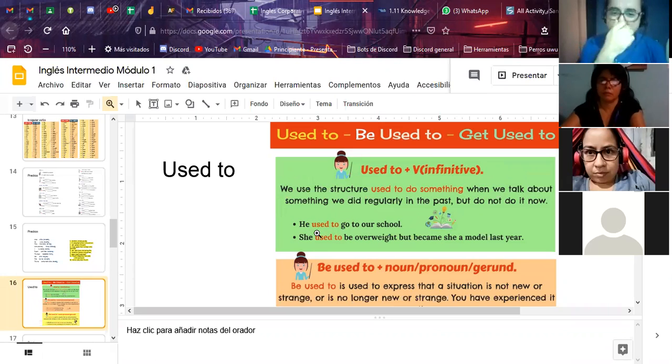And in the negative, it's going to be the same. He didn't use to go to our school. It's normal as the simple past, but this is not simple past. This is something different. Okay.